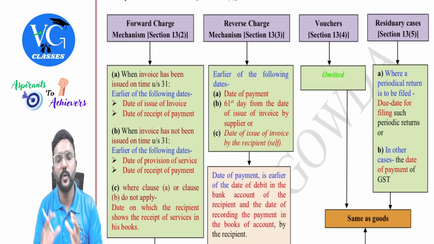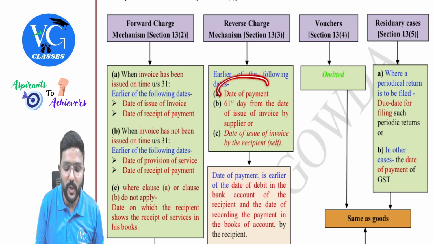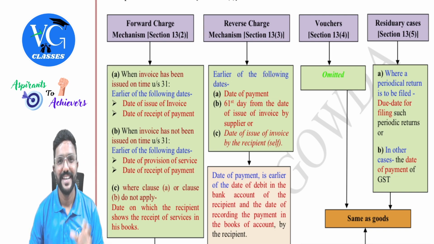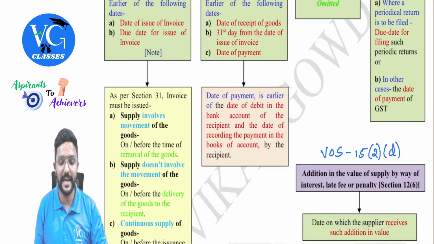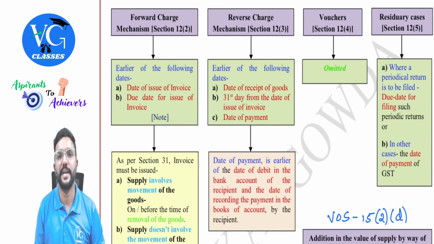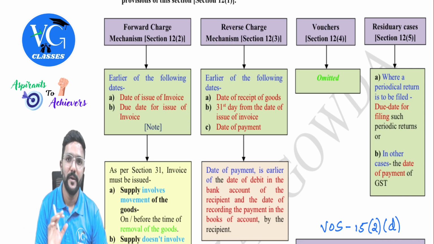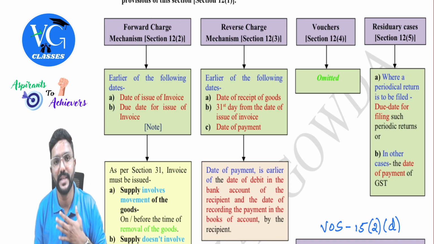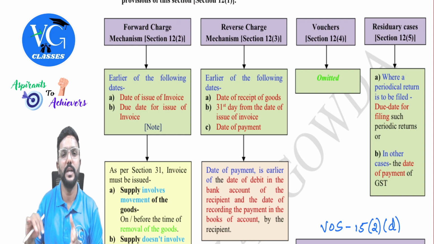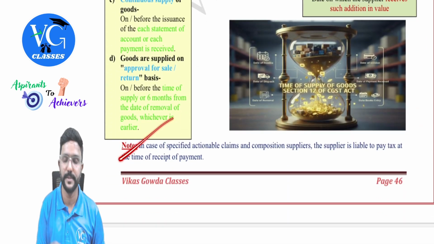So, for goods or services which are taxable under reverse charge mechanism, if any advance is paid by the recipient, is it taxable on receipt basis? Yes. You can observe for both services as well as goods, the date of payment is one of the dates. So if any advance is paid, obviously that will be the earliest date. Whereas for goods which are taxable under forward charge mechanism, if any advance is received by the supplier, is it taxable? No. Only when actual supply takes place and invoice is issued, it will be taxable. Exception is 2 cases. Got it?